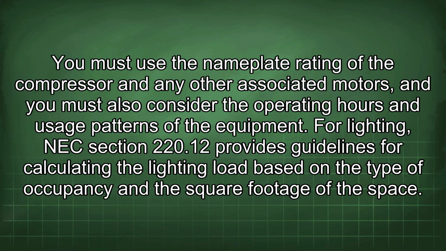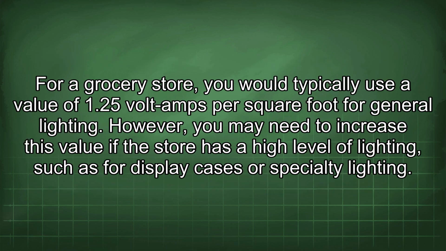For lighting, NEC Section 220.12 provides guidelines for calculating the lighting load based on the type of occupancy and the square footage of the space. For a grocery store, you would typically use a value of 1.25 volt amps per square foot for general lighting. However, you may need to increase this value if the store has a high level of lighting, such as for display cases or specialty lighting.